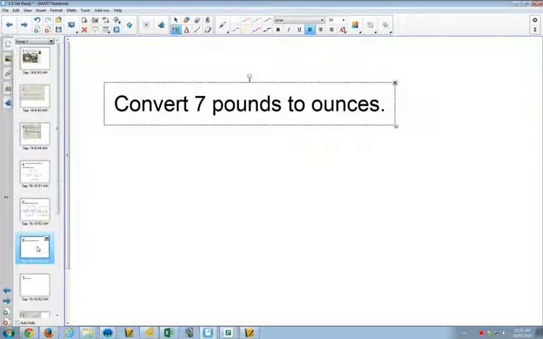How many people have found the formula? Right. The formula on your formula sheet says 1 pound equals 16 ounces, oz.